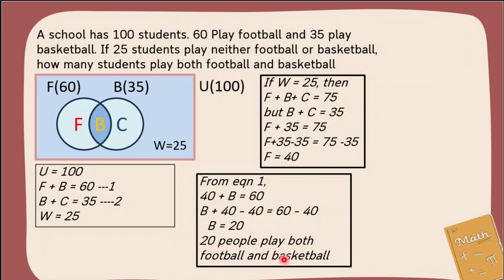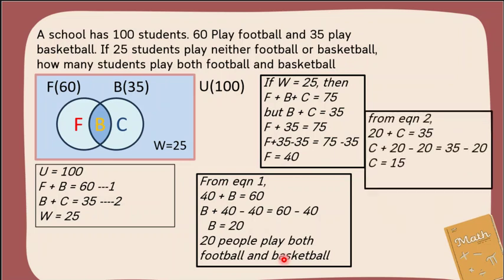But we can move on to find C from equation 2. That is from this point. We found that B plus C is equal to 35. And thankfully we have the value for B to be 20. So 20 plus C is equal to 35, meaning our C will be 35 minus 20, which is 15.